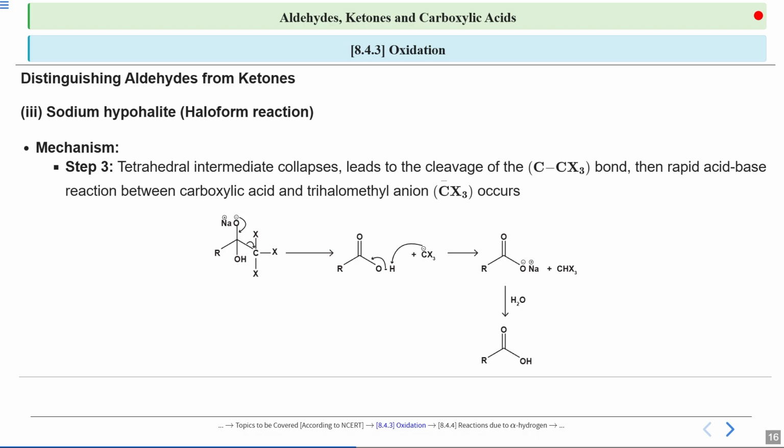Now what will happen again? There will be an acid-base reaction between the carboxylic acid and the trihalomethyl anion, okay? So this CX3 minus which has left will abstract the hydrogen of the carboxylic acid, and this oxygen will get a negative charge and you will get CHX3. And further when you treat it with water, you will get a carboxylic acid. Okay, so this was the mechanism.